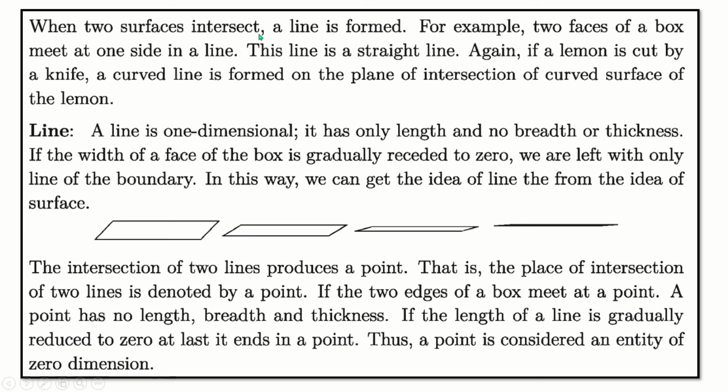When two surfaces intersect, a line is formed. Clear? For example, two faces of a box meet at one side in a line. This line is a straight line. Again, if a lemon is cut by a knife, a curved line is formed on the plane of intersection with the curved surface of the lemon. Line: a line is one-dimensional. It has only length and no breadth or thickness.